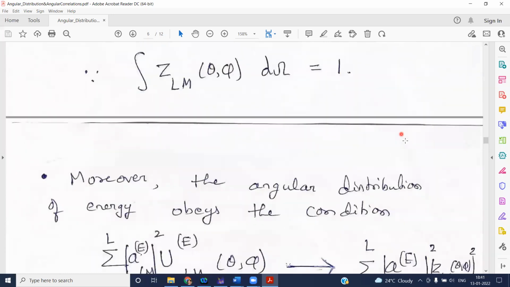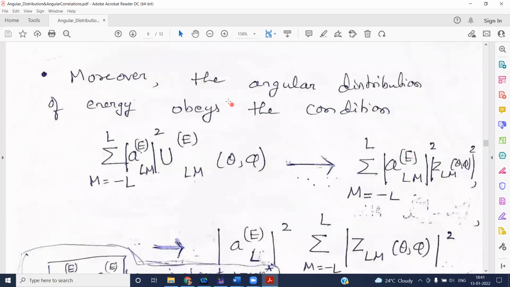So that is what is emphasized. Moreover, we also know a property from our spherical harmonic functions, the angular distribution function: the angular distribution of energy obeys one more condition. That is, if I sum over all magnetic values, M, where for L equal to 1, M takes values -1, 0, +1. So if I sum over this, then what happens?